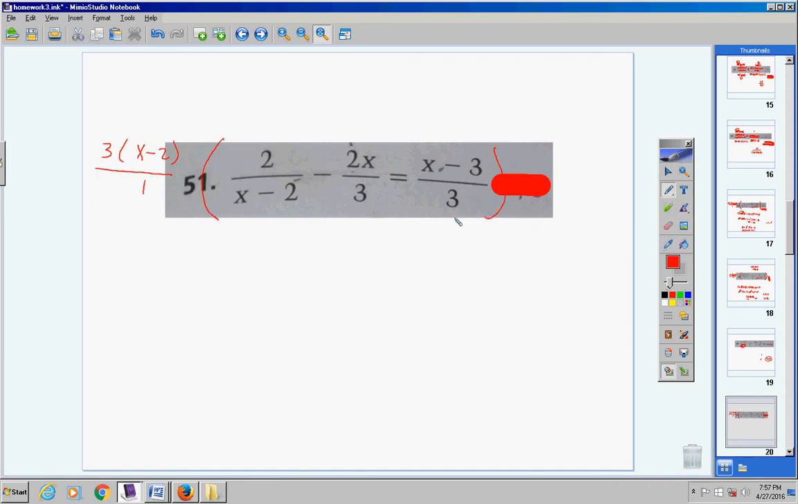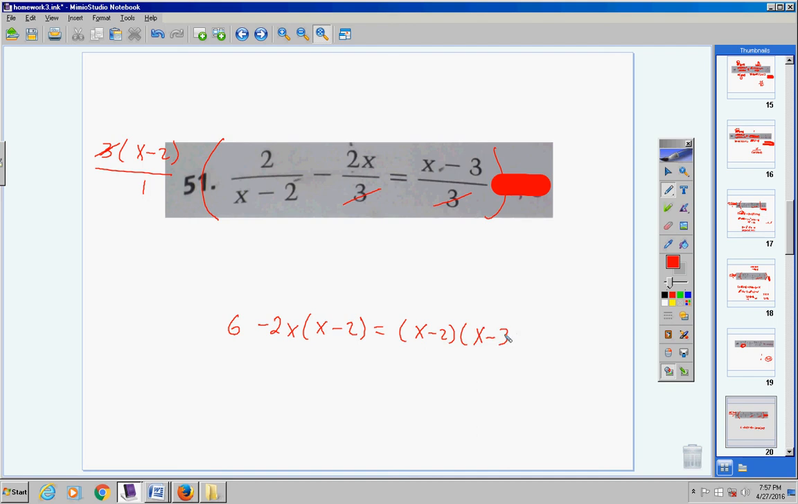And here we go. Multiply this times this. Your x minus 2's cancel, leaving you with 3 times 2, which is 6. Now watch your signs. We got a negative sign here, okay? Your 3 cancels with your 3, leaving you with negative 2x times x minus 2. So be careful there, okay? And the same thing happens over here. Your 3 cancels with your 3, leaving you with x minus 2 times x minus 3.